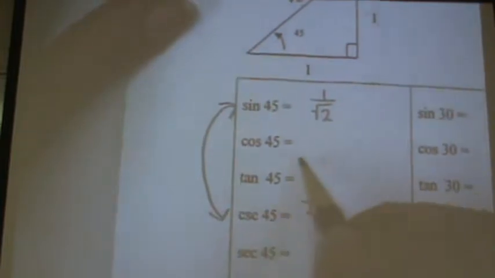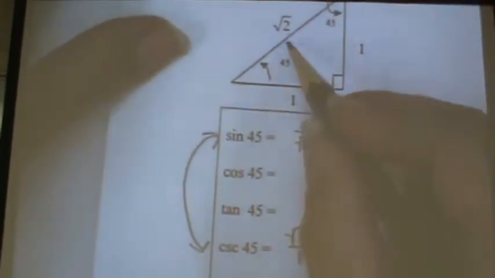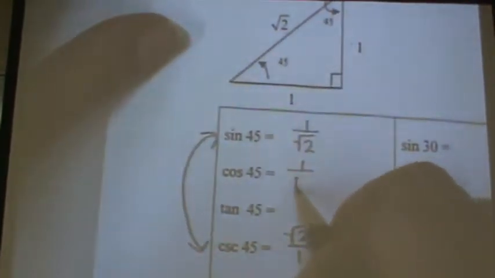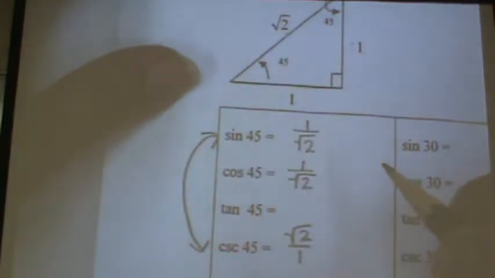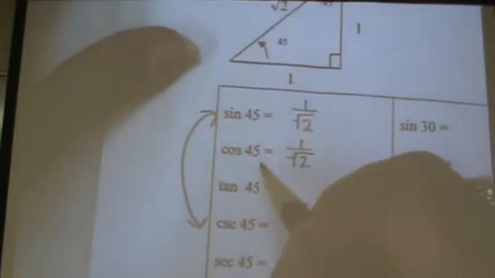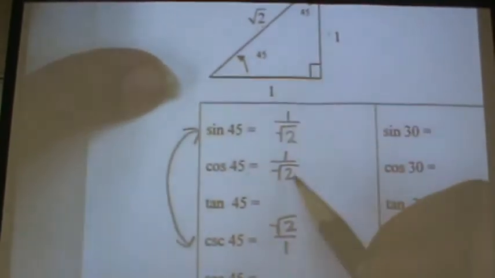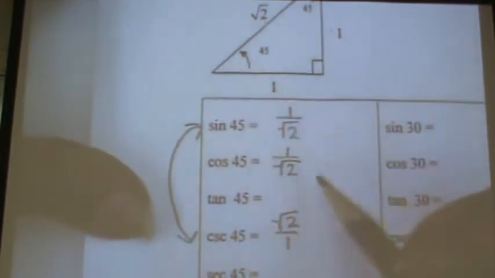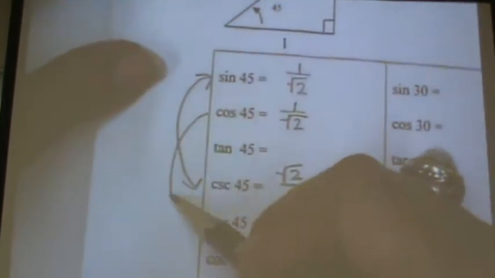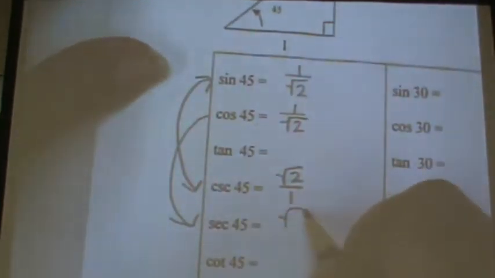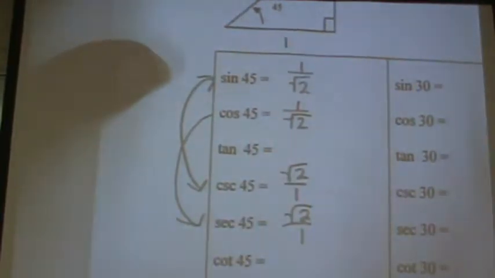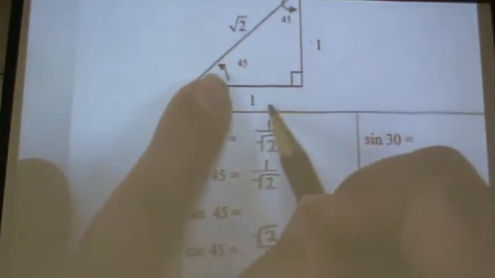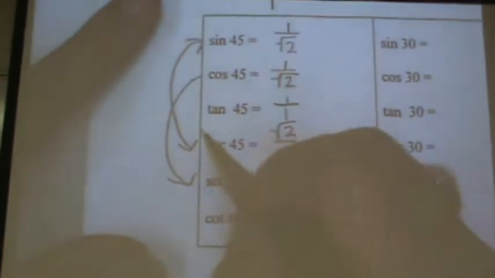Cosine is adjacent over hypotenuse. Which angle are we finding this for? Same thing, adjacent to 45 over hypotenuse. Now, the one that you flip is secant. So again, this one's gonna be root 2 over 1. Tangent, here's your 45, 1 over 1. When you flip 1 over 1, what do you get? 1 over 1.